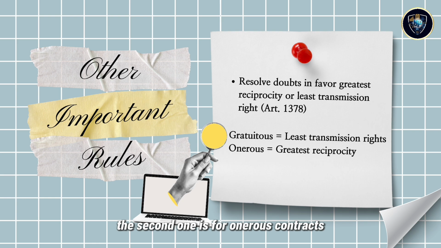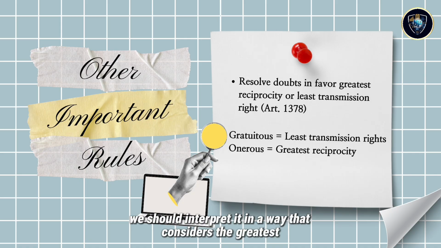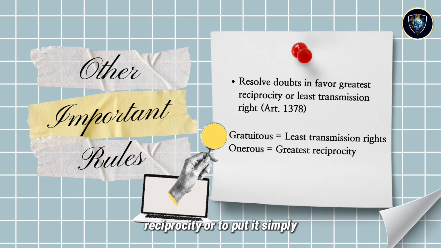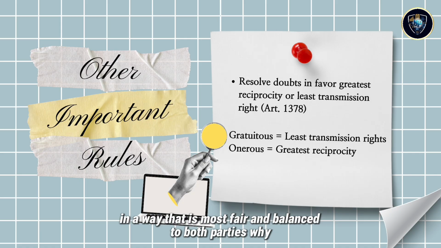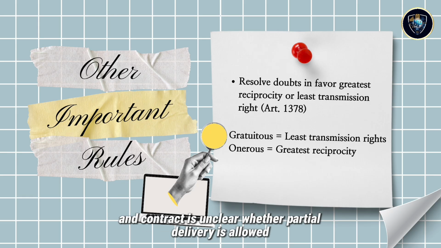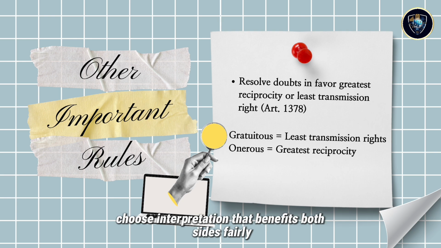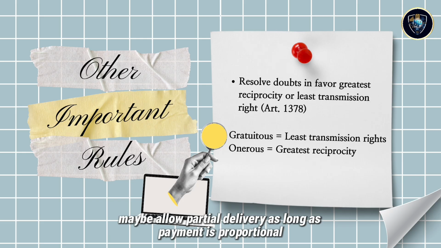The second one is for onerous contracts, which involve payment and benefit for both parties. In this case, we should interpret it in a way that considers the greatest reciprocity, or to put it simply, in a way that is most fair and balanced to both parties. Why? Because both parties are giving and receiving value, and the law wants fair exchange. For example, A sells goods to B, and the contract is unclear whether partial delivery is allowed. In this case, we should apply the rule of greatest reciprocity. Choose the interpretation that benefits both sides fairly. Maybe allow partial delivery as long as payment is proportional.